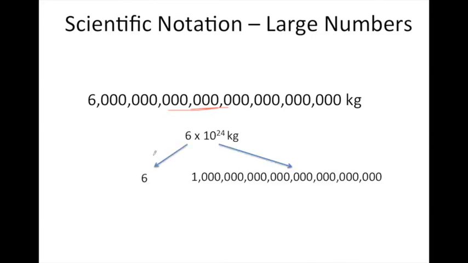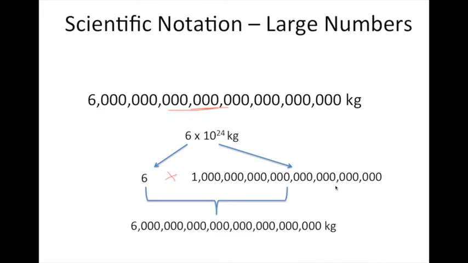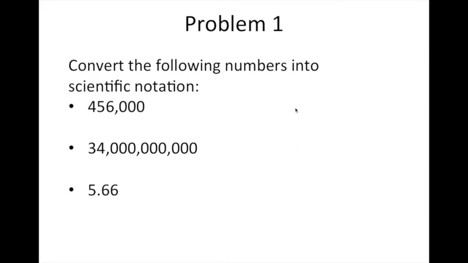So that's saying that we take 6 times 10 24 times, or 6 times 1 with 24 zeros after it. If we do that, again, we come back to our original number. So let me have you practice a couple. Pause the video and write these 3 numbers in scientific notation.